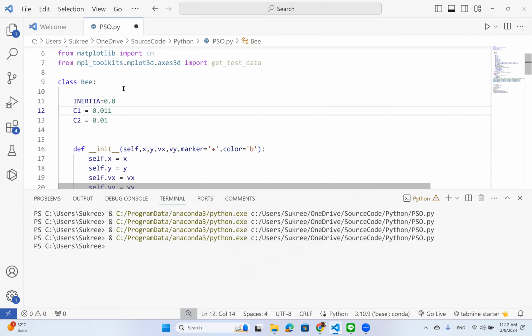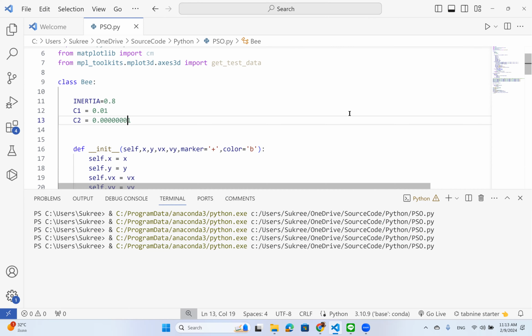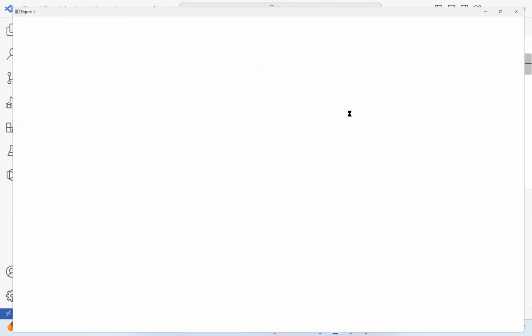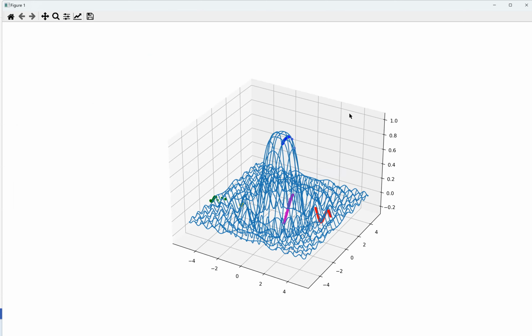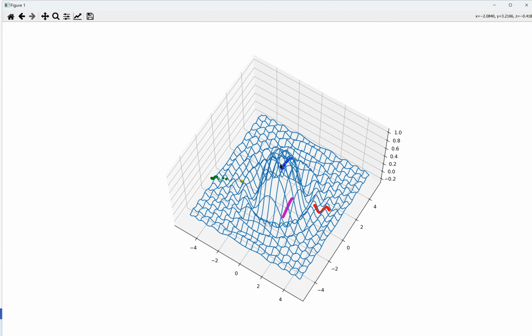C1 is going back to themselves, and C2 is going to the global one, right? So if you make it like, okay, change C2 to be very low and C1 move it back to its local base, what happened? Can you see? It doesn't merge somewhere. Can you explain the result? Why?